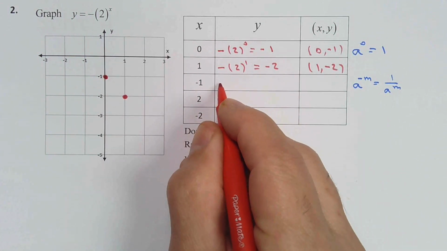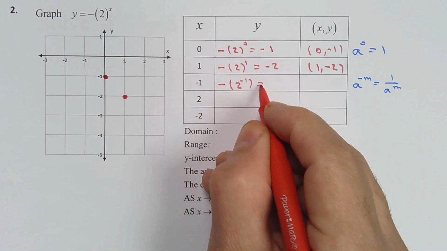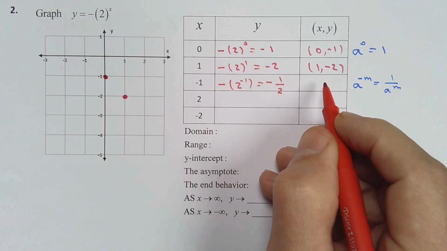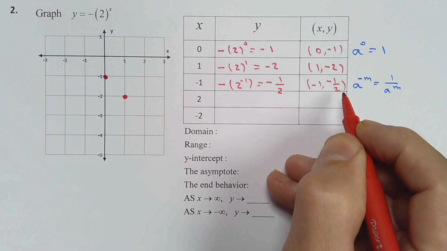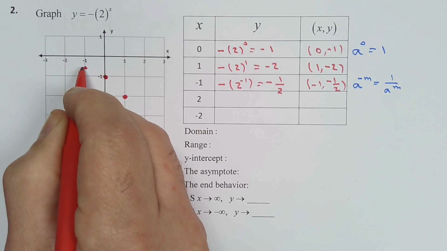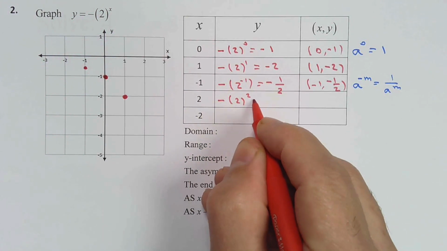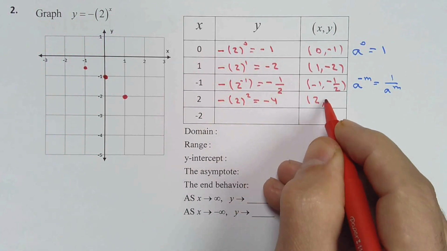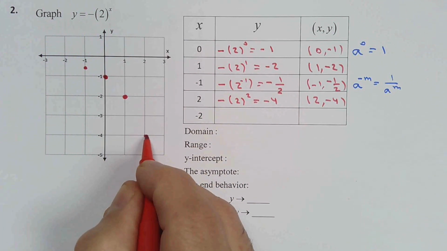When you plug in negative 1, that will be a reciprocal, it will flip down. The negative outside is still outside, 1 over 2^1, which is negative half. So negative 1 will give you negative half. That's somewhere here. Plug in 2, I have 2 squared with a negative outside. That's negative 4. So 2 for x, negative 4 for y.